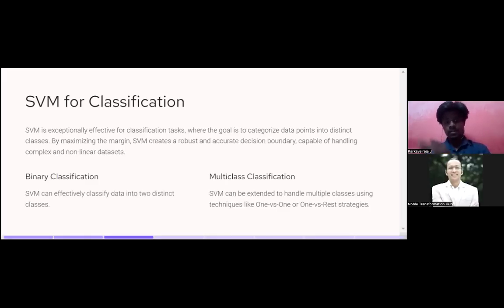SVM is especially effective for classification tasks where the goal is to categorize data points into distinct classes by maximizing the margin. I hope now you guys know what margin is. SVM creates a robust and accurate decision boundary, that is a hyperplane, capable of handling complex and non-linear data sets also. That's a major thing.